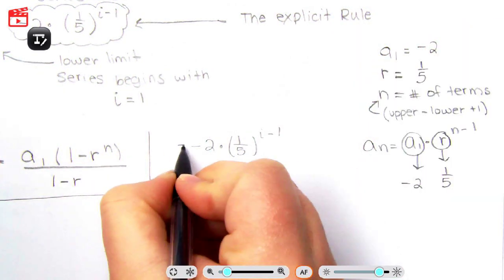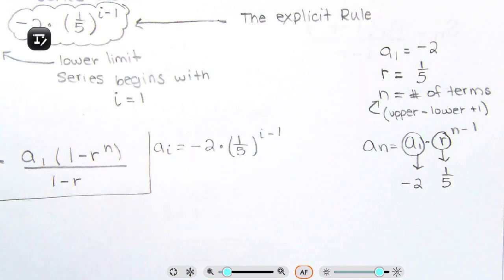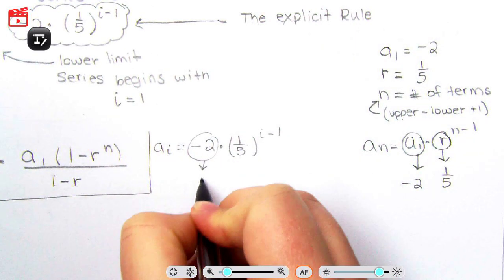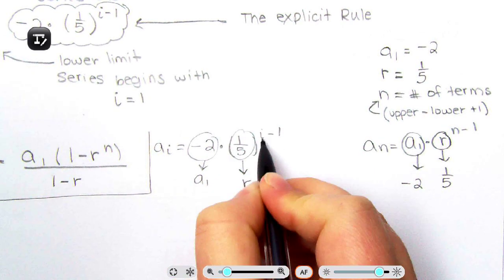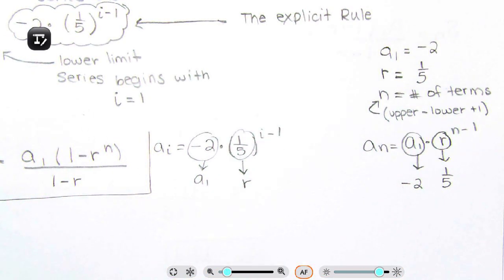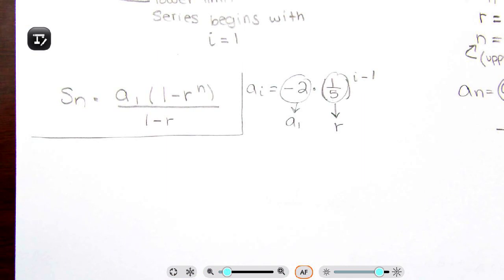So again, this is our formula. In this case, it'd be a sub i because we need to have our variables matched. So again, this is a sub 1 times r to the i minus 1. So we have that information. All right, since we have that information, we can start determining or evaluating the geometric series.